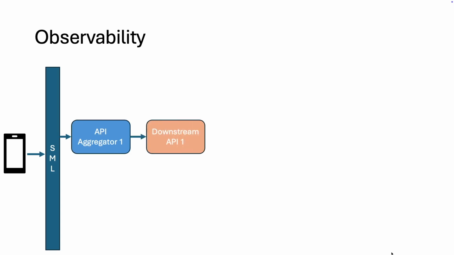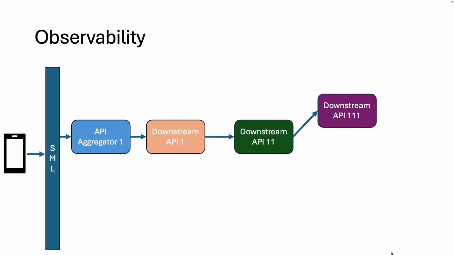What might actually happen is, from the service mediation layer, the request might go to an API aggregator level 1, and from there to a downstream API 1, and from there once again to downstream API 11, and then to downstream API 111, and finally you might be hitting the database.